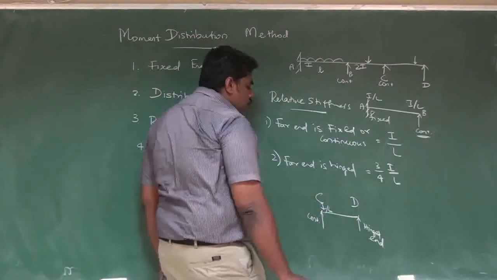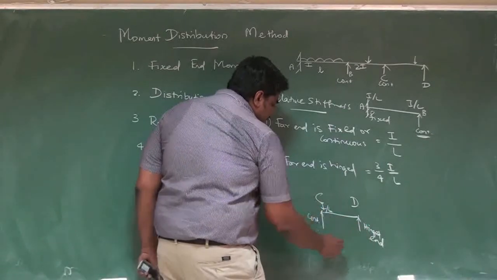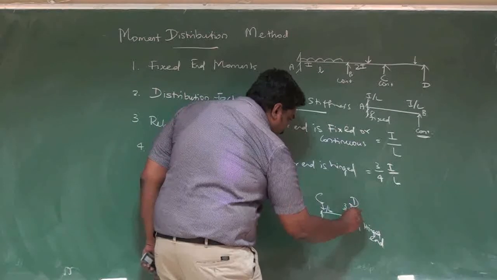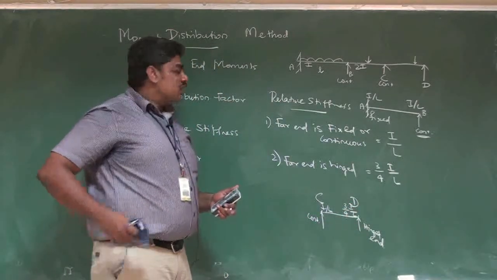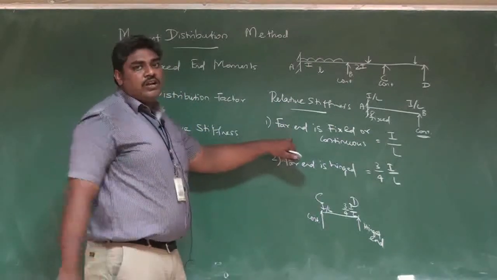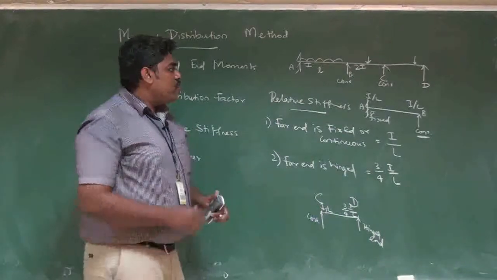But when you come to joint D, when you look at C, it is a far end which is hinged, so it will be 3 by 4 I by L. Right? So is it clear? Here we have two notations which have to be followed. Relative stiffness: if the far end is fixed or continuous, it is I by L. When the far end is hinged, it is 3 by 4 I by L.